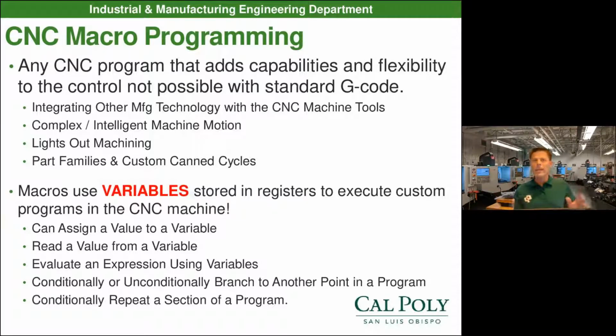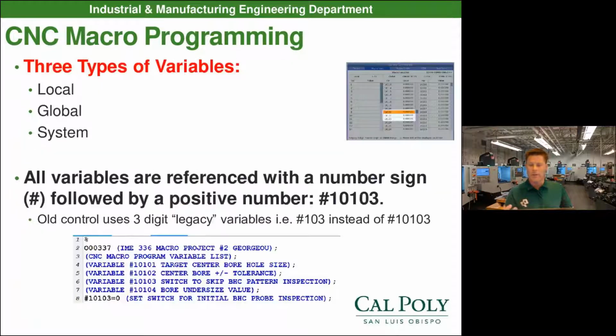Now, the whole key to the macros are variables. All a variable is a number. So it's a number representing some sort of data, right? And these variables are stored in a giant database, and the database location is called a register. So these registers have the data that we can use to read a value from a variable. We can assign a value to a variable. We can use these variables to evaluate an expression. Or we could look at a variable and conditionally or unconditionally branch to another point in the program. And I'm going to show you how all this works throughout today's presentation.